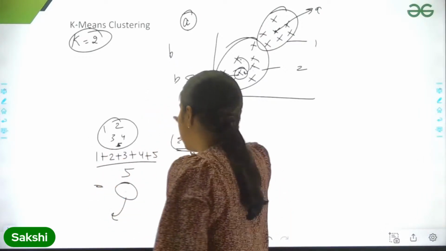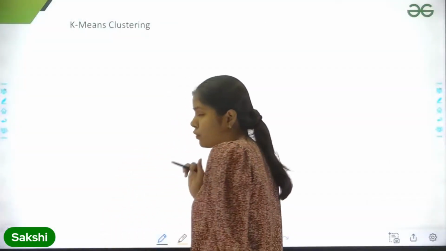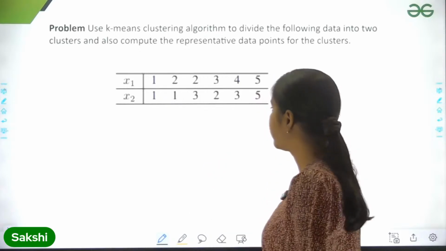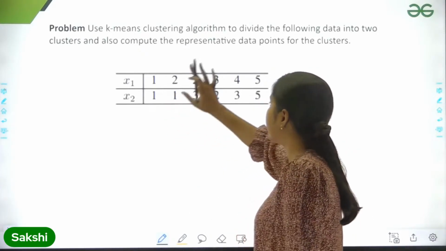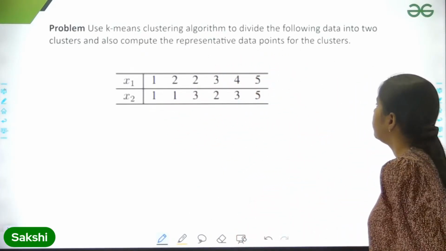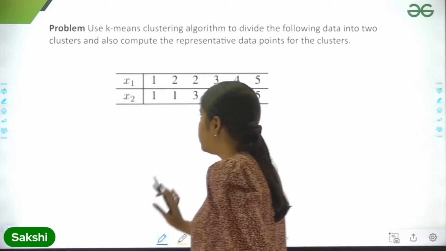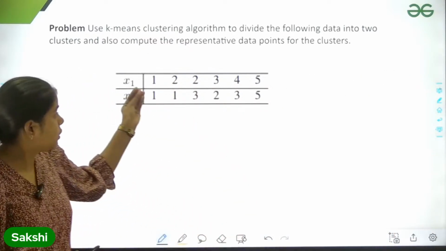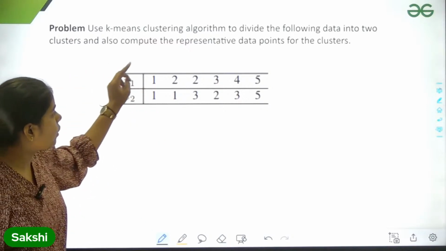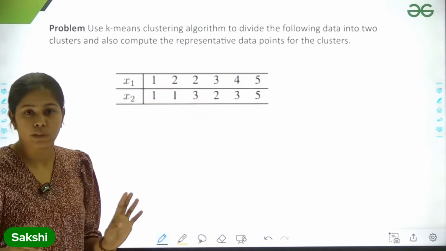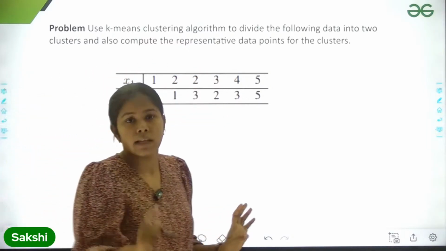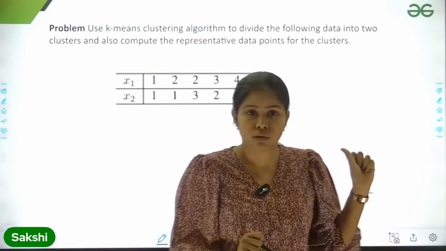Okay, if there is any confusion, let's just consider one example, then it will become more clear to you. You can see that it says to use the k-means algorithm to divide the following data into two clusters, and also compute the representative data points for the cluster. The representative data point for the cluster is the centroid, right? So I'm going to use that.